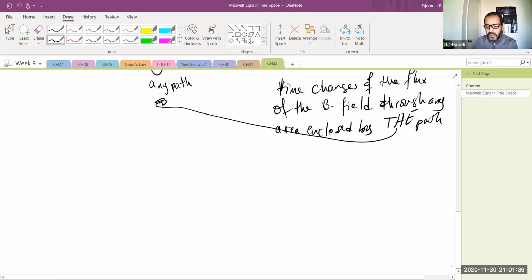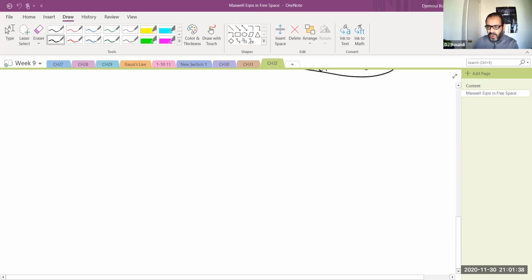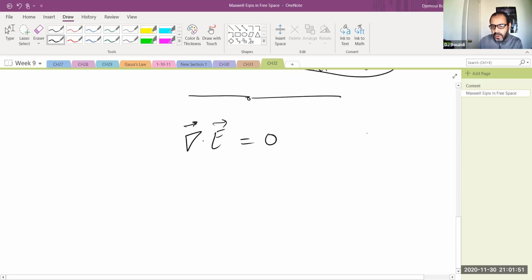Okay, so let's go back and continue with this. Let me rewrite the same equations in differential form because sometimes they are a little bit easier in there. So remember, the divergence of the electric field equals, in this case, 0. Normally, it's equal to rho over epsilon naught, but rho in this case is 0 because we're in free space. The divergence of the magnetic field is always 0. That's because there are no monopoles.